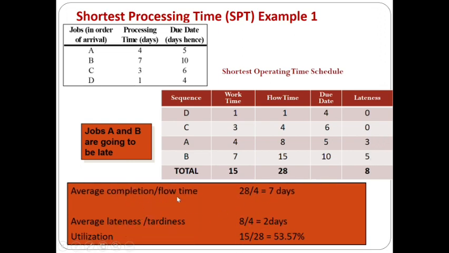And average flow time will be total flow time divided by number of jobs. 28 by 4, 7 days. And the average number of jobs in the system will be total flow time divided by total processing time. That is 28 by 15, 1.867 jobs. So this is how we have to calculate it by using shortest processing time. We can very well note that we can optimally minimize the mean flow time and mean lateness or tardiness by using this shortest processing time.